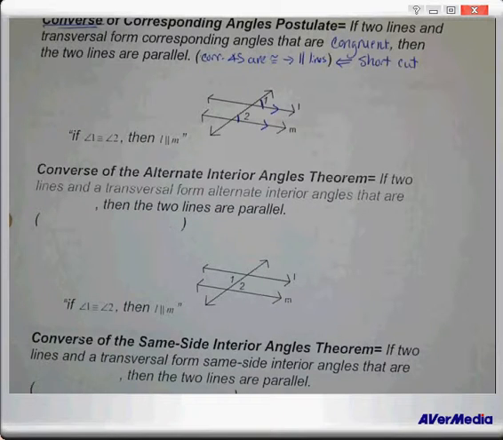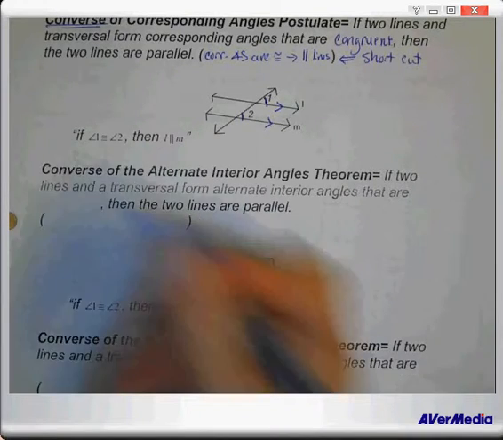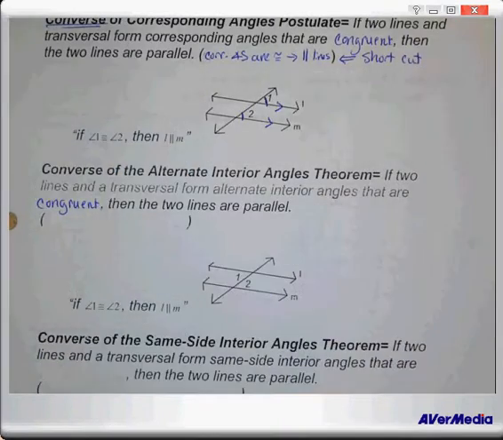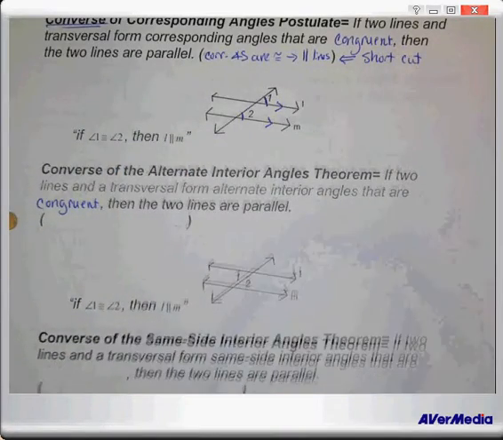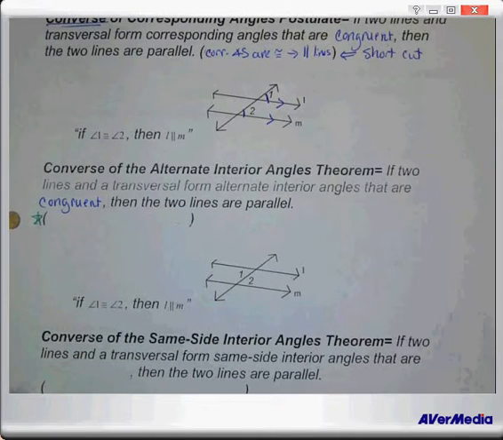Then we have the converse of the alternate interior angles theorem. So it's doing the same thing. We flip-flop it around. Look what this one says. If two lines and a transversal form alternate interior angles that are congruent, then the two lines are parallel. So again, we want to use this shortcut method of explaining things. So it's kind of a simple way of keeping those up.